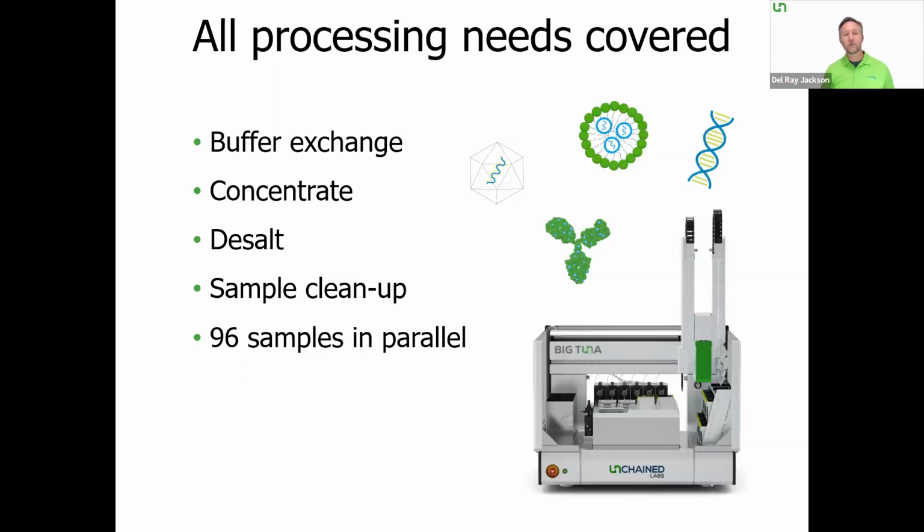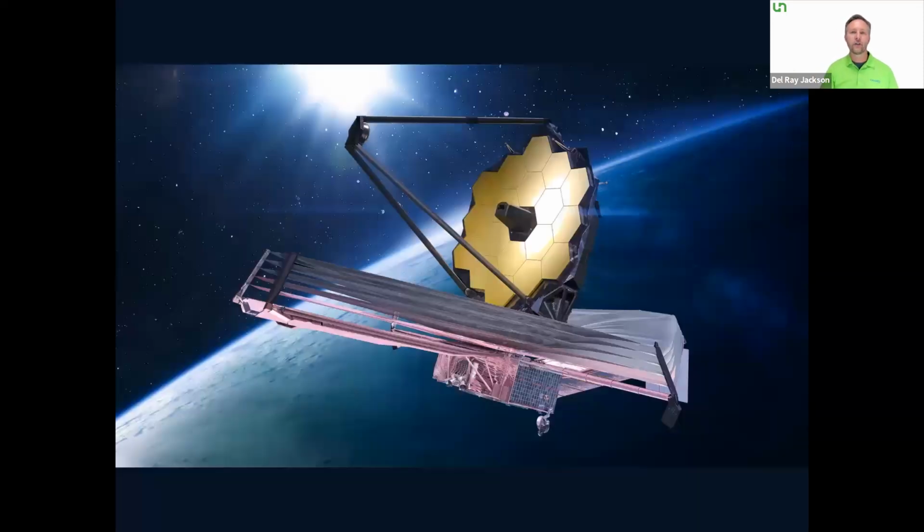So there we go. Thanks for letting me show off Big Tuna. Hopefully now you can appreciate that all of your buffer exchange and sample concentration needs can be met with it. Additionally, it can give you that data and that insight early on, so you can start making those critical decisions to help hopefully save you time and resources in your drug development process. Just like finding out early on the James Webb Telescope needed a slight correction, we were able to get some cool results early on. With that, I'll hand it back to Alex, and thank you all.